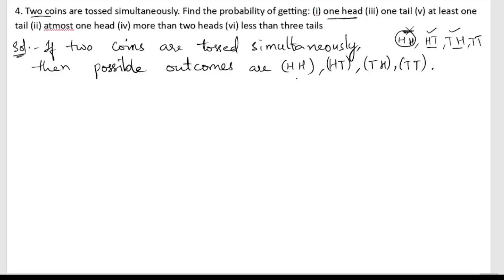Now we know that the total possible outcomes are how many? 4. So let us write down that total possible outcomes is equal to 4. Now let us solve the first bit.